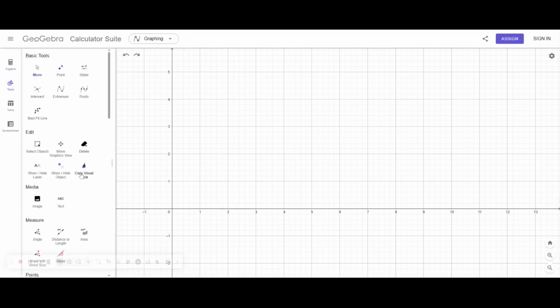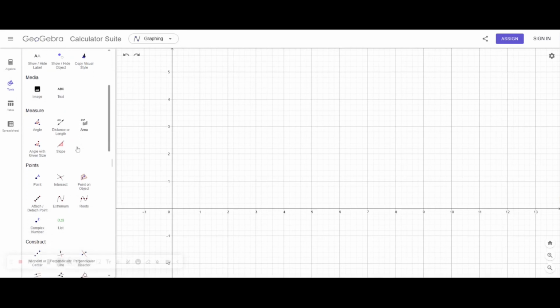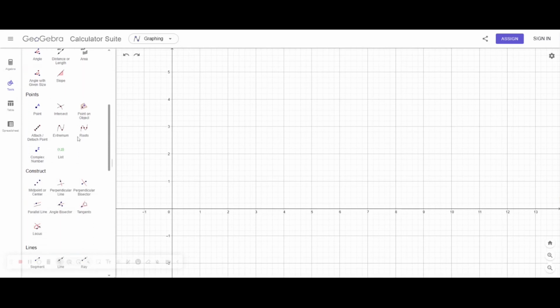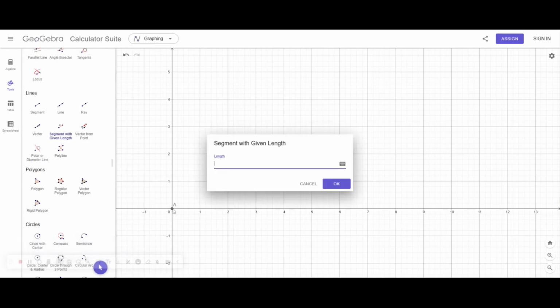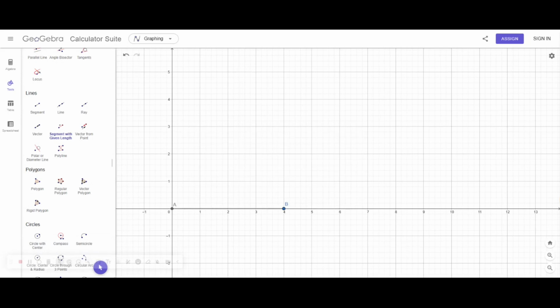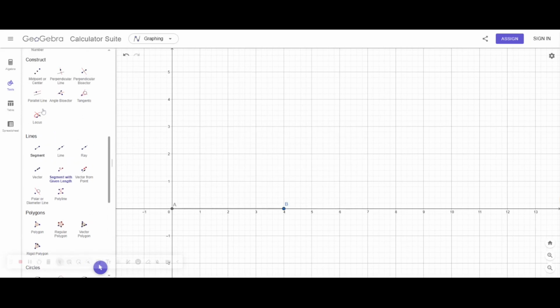I just went to geogebra.com/calculator, and we're going to do this on a graphing calculator. So I press tools, and I'm going to do the same triangle as before. So first I want to start with that segment of given length 4. So I pressed at 0, 0, and I wrote 4. I got this awesome segment out of it.